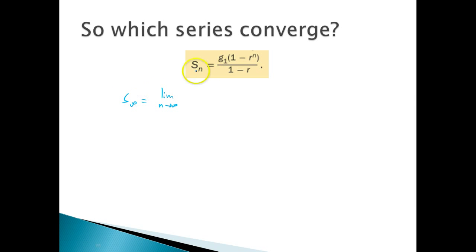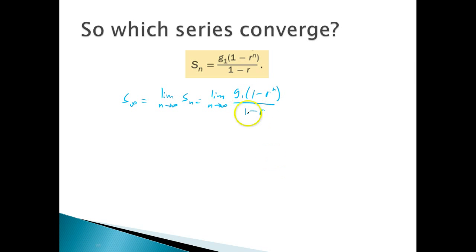So s infinity, what happens when I add these terms all together? S infinity is going to be the limit as n approaches infinity of Sn, which is the limit as n approaches infinity of this guy right here, which is g1 times 1 minus r to the n, all over 1 minus r. Now notice in here, n is going to infinity, but nothing else is changing. In here, we only see one n, and it's right here. This is the only spot that we have an n in this entire expression.